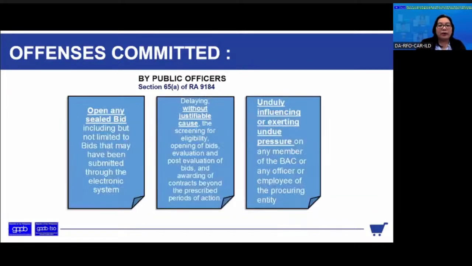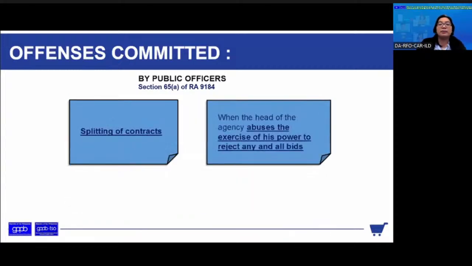The third or the fourth one is the splitting of contracts. So splitting of contracts, as a general rule, is not allowed. This is the artificial breaking down of contracts with the intention of circumventing the procurement law, as in, for example, for competitive bidding, it should be 2 million and then it goes to public bidding.